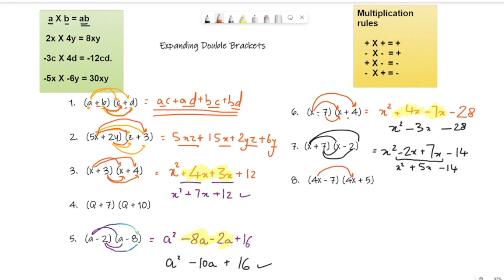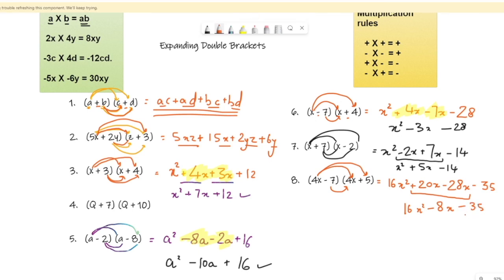4x times 4x will give you 16x squared. And 4x times 5 will give you 20x. It will be positive because both the values are positive. 7 times 4 is going to be 28x. Negative and positive gives you negative. 7 times 5 is 35. Negative positive is negative again. So now we have to simplify positive 20 and negative 28, which will give us negative 8x. 16x squared and negative 35. So this was the last question.